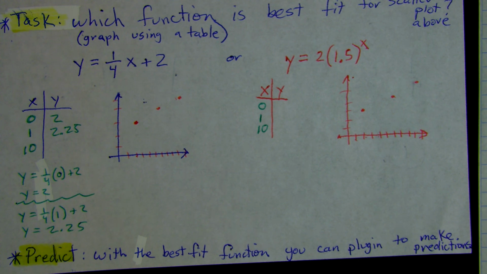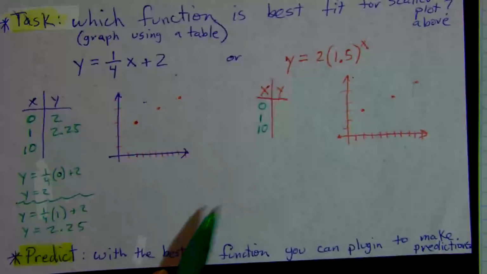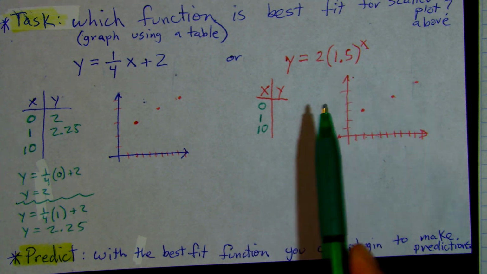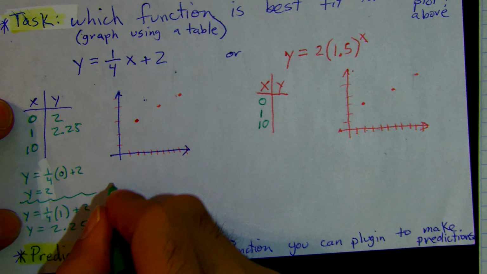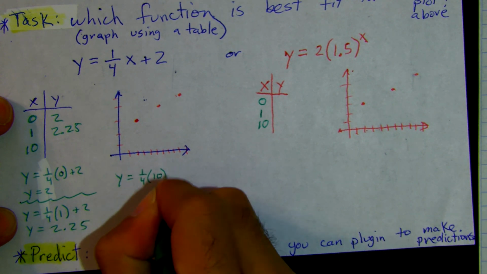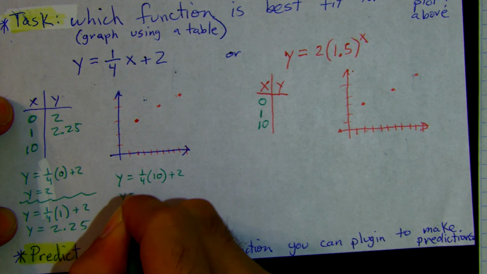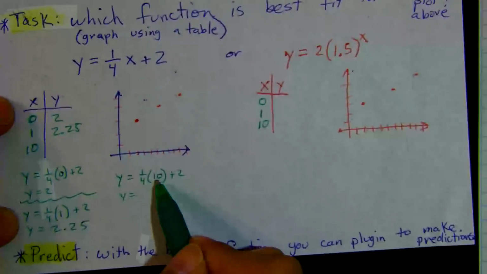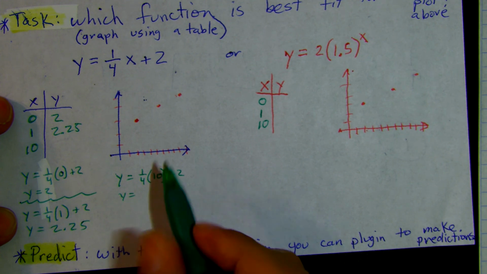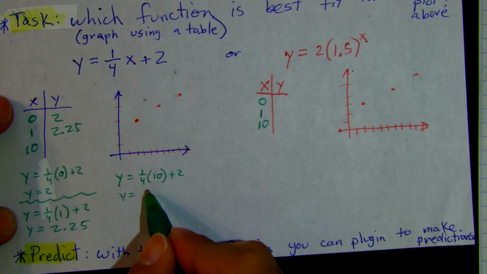Y is equal to 1/4 times 10 plus 2. Y is equal to 1/4 of 10 is 4. 1/4 of 10 is 2.25. Jeez, let me try one more time. 1/4 of 10 is 2.5 plus 2 is 4.5. Third time's a charm.